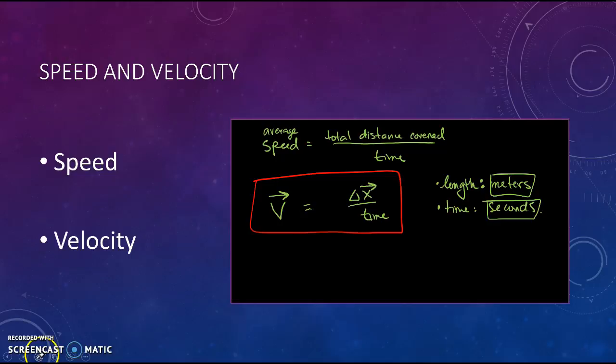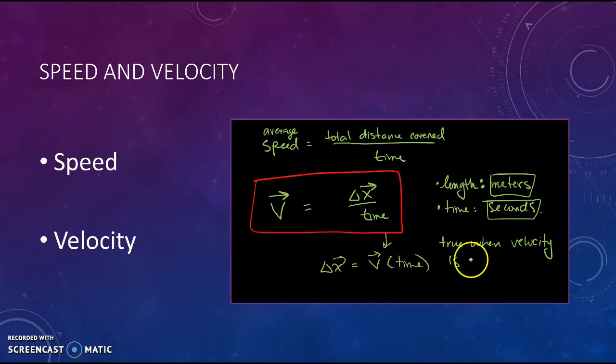But you can see how I could rearrange that fairly easily. I could also solve for the displacement if I know what the velocity is and if I know how much time has passed. So we can rearrange that, and this is another useful equation that we're going to have. These two equations, velocity is equal to change in displacement over time, and then displacement is velocity times time, are going to be true when velocity is constant.